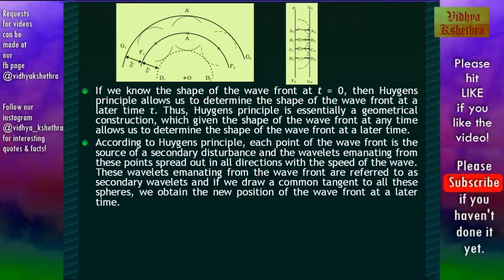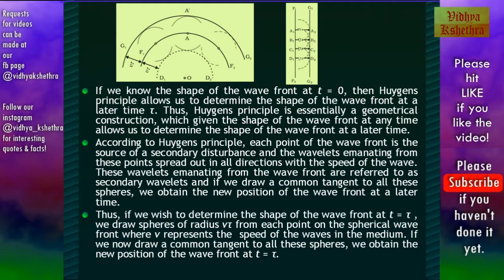Here it can be seen that the new position is found by drawing a tangent to spheres with radius v tau. Thus, if we wish to determine the shape of the wavefront at t equal to tau, we draw spheres of radius v tau from each point on the spherical wavefront, where v represents the speed of the waves in the medium. If we now draw a common tangent to all these spheres, we obtain the new position of the wavefront at t equal to tau.